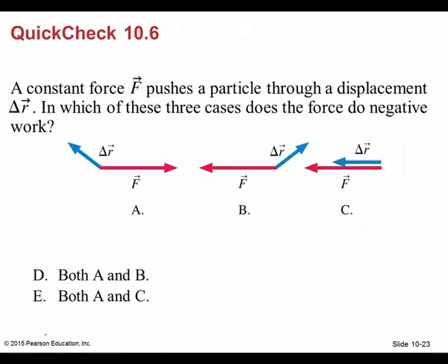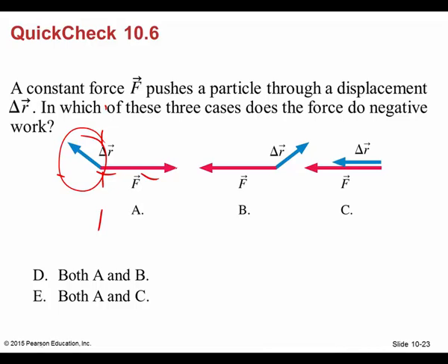We understand that. Now, which of these, a constant force F pushes a particle through a displacement of delta R? In which of these 3 cases does the force do negative work? All right, notice right here that the displacement is, and again, if we were to draw our coordinates there, that looks like about a 140-degree angle, thereabouts, 150-degree angle. The cosine of 150 is negative, isn't it?